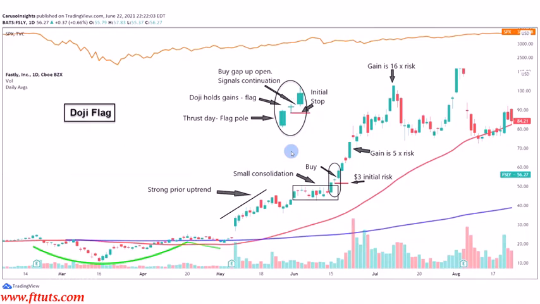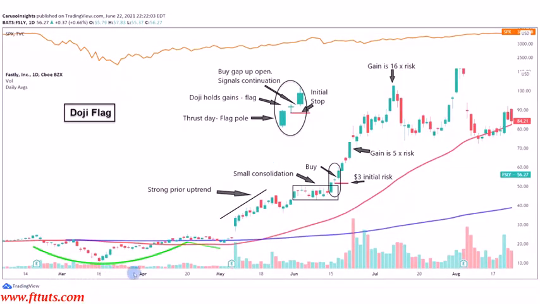Here's an example of Fastly. Now, this is a pattern I actually used in 2020, and Fastly was one of my biggest winners for the year. So we had this great breakout of this cup with handle. We ran up and we built a small consolidation, which is arguably a high tide flag in and of itself here. We can look at that on a weekly chart later. But we had a breakaway day from that consolidation, which you see here, which is the thrust day, the flagpole.